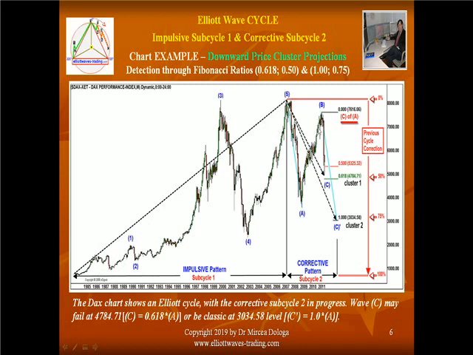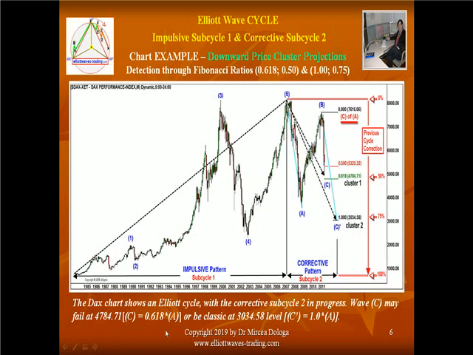impulsive pattern. Right over here we see we have a cluster 1, which is the same level as the 0.618 of the C with regard to A, and also the 50%, which is the half of the previous cycle correction. Cluster number 2 is Fibonacci ratio equal to 1, and of course in the retracement it goes to 75%.